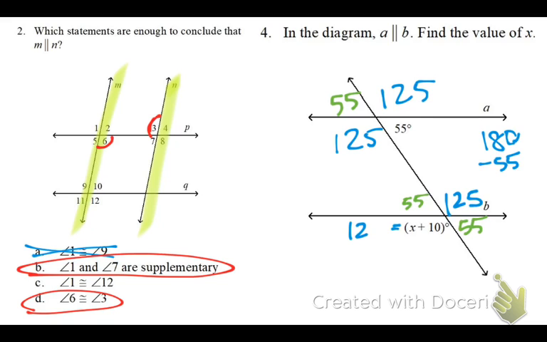So what does x plus 10 equal? 125. All right, and then what do I do next? I have this equation right here. Y'all are dead. Come on. What do we do next? Subtract 10. So 115 equals x.